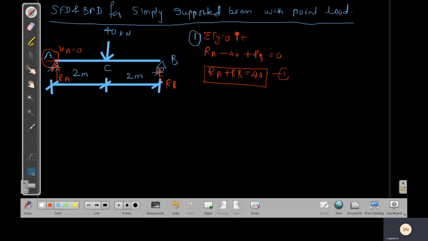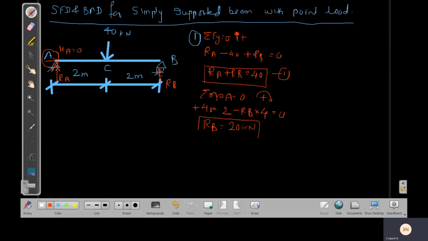Using the conditions of equilibrium, I'll take the moment about A equal to 0, clockwise moment as positive. So 40 kilonewton is producing clockwise moment, so positive, into perpendicular distance 2 meter. Then minus RB into 4. This produces anti-clockwise moment about A, is equal to 0. So RB will get the value as 20 kilonewton.